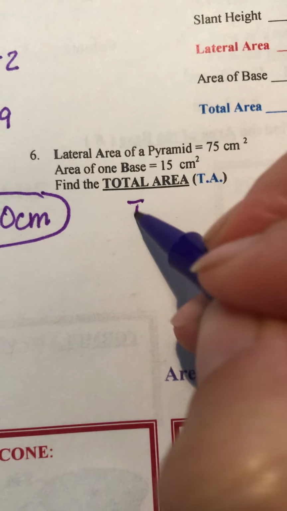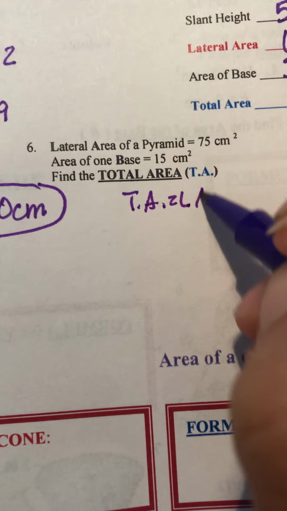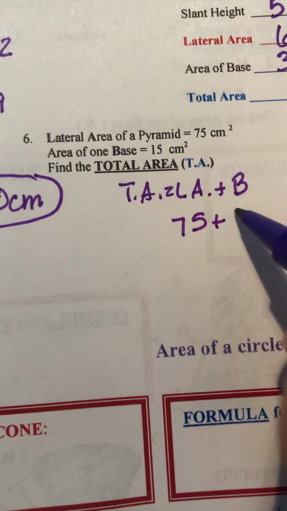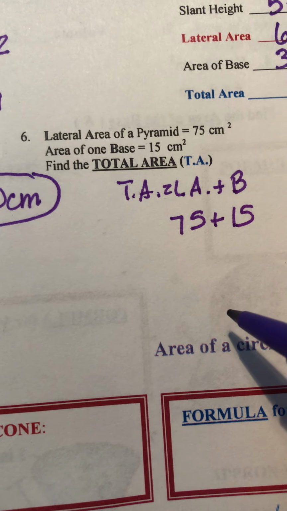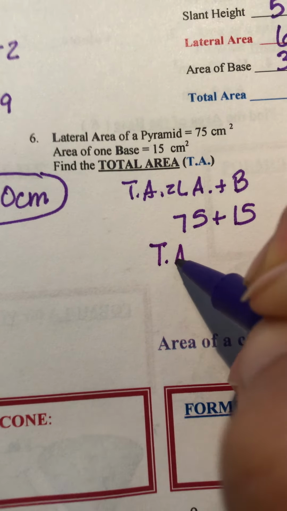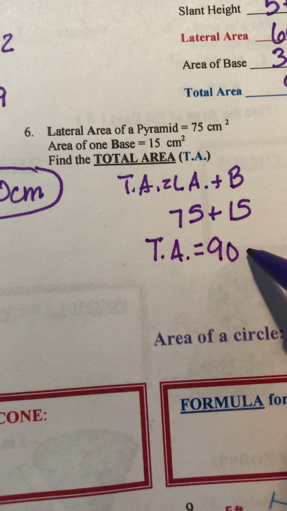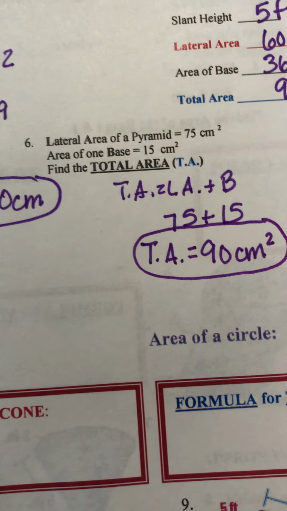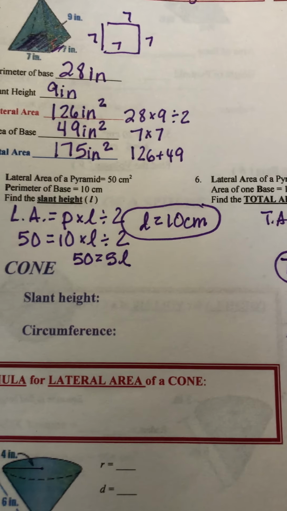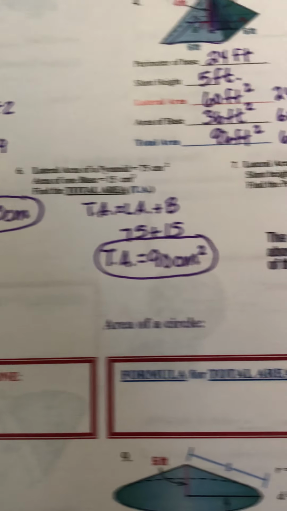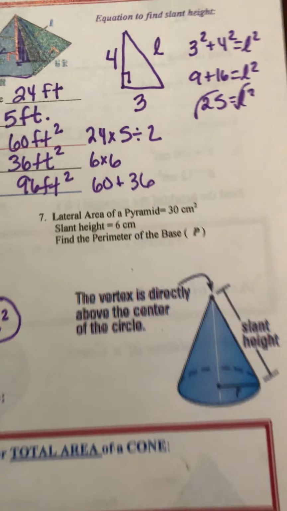Here, total area, we know, is lateral area plus the area of the base, just one time. The lateral area is 75. The area of the base is 15, so the total area, if I add those up, is 90 centimeters squared. So again, for those problems, I'm really just writing the formula out, plugging in what I know, and then working out what's missing.